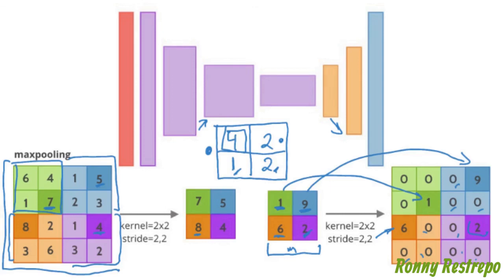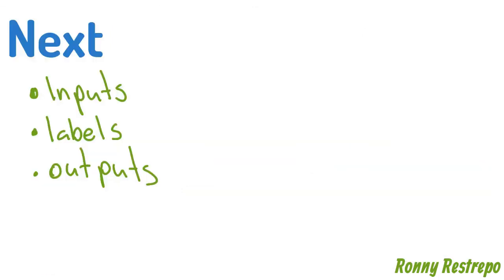One of the advantages of making use of this max unpooling operation is that it allows us to preserve some of that spatial information in a very computationally efficient way, because we're not actually adding any other learnable parameters in the process. Okay, that's it for this lesson. In the next lesson, we're going to look at the inputs, labels, and outputs that are used in a semantic segmentation network.